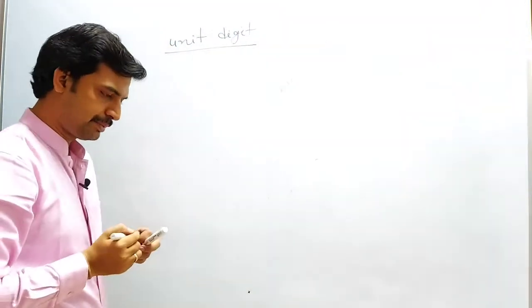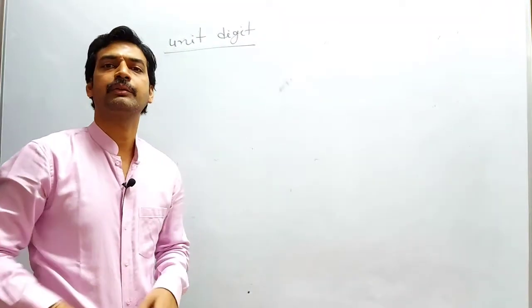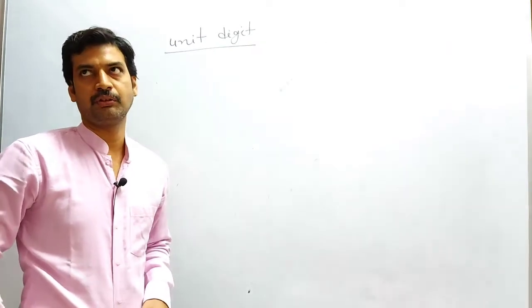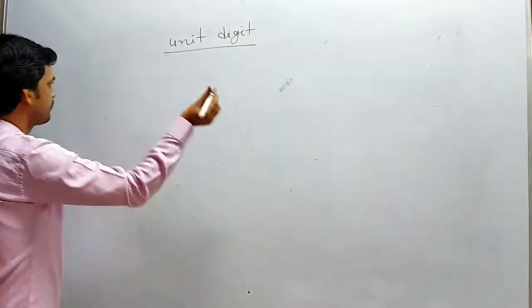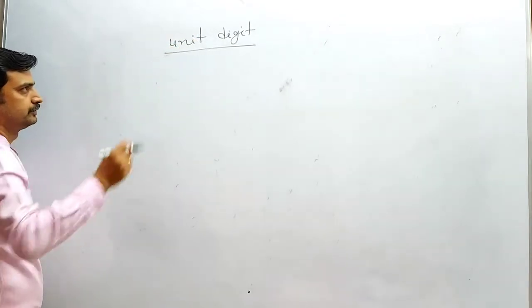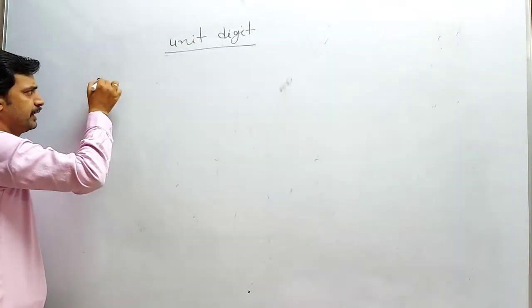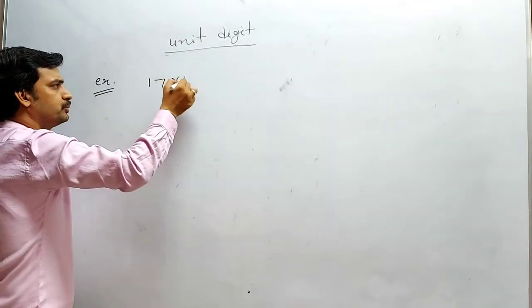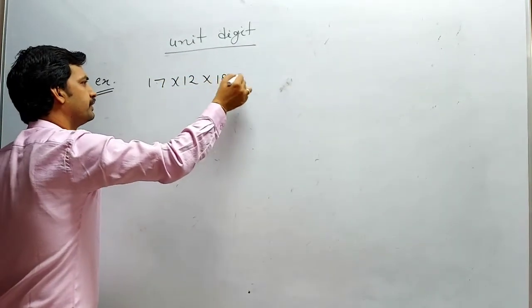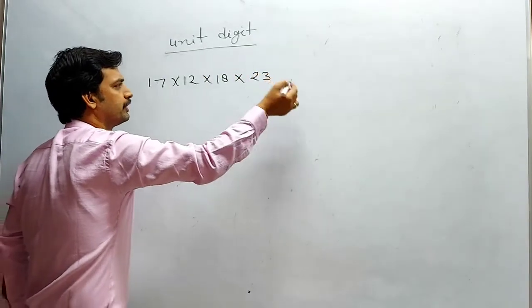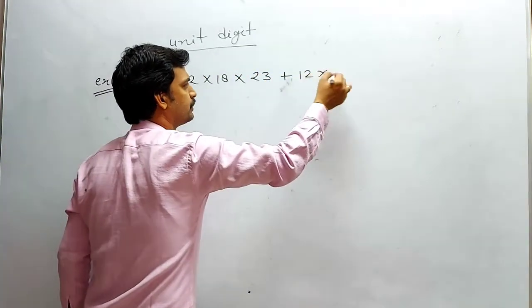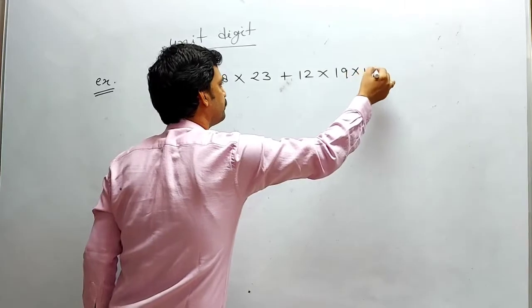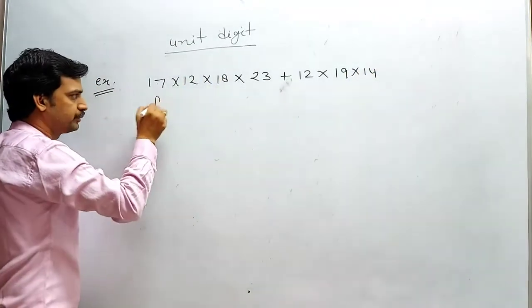It means the question asks about finding the unit digit of the given expression, and you need to solve that according to this. For example, a basic example I am taking for unit digit. This is what? 17 into 12 into 18 into 23 plus 12 into 19 into 14. Find the unit digit.